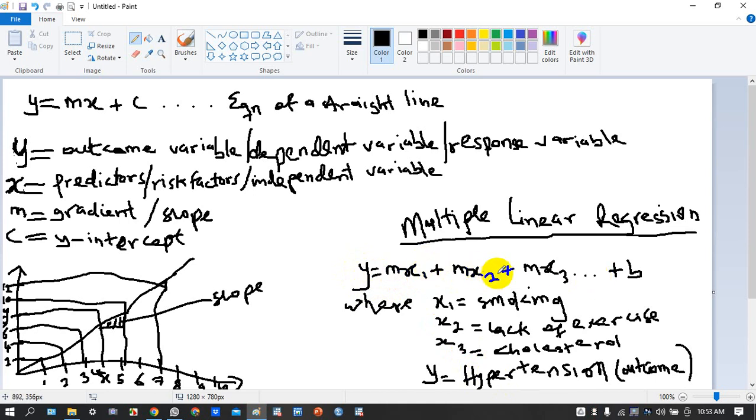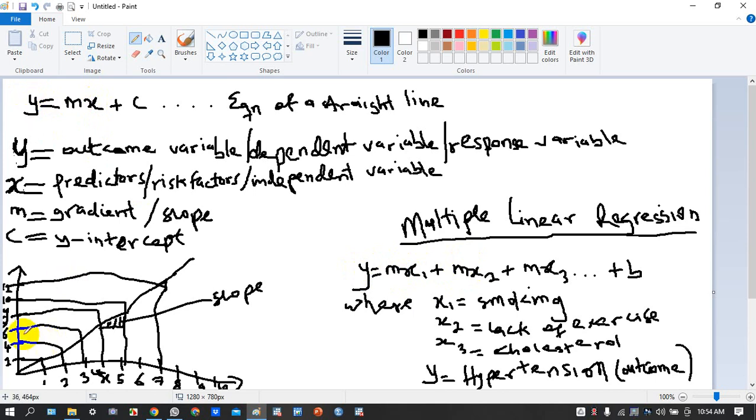But x1, x2, and x3 don't depend on y. They depend on themselves. Smoking will depend on itself. Lack of exercise will depend on itself. Hypercholesterolemia will depend on itself. And all of them go to increase y. So an increase in x1, x2, and x3 will lead to an increase in y. An increase in only x1 will still lead to an increase in y. An increase in x2 will lead to an increase in y. The same way, an increase in x over here, which is the sole risk factor, will cause an increase in the outcome variable, which is y.